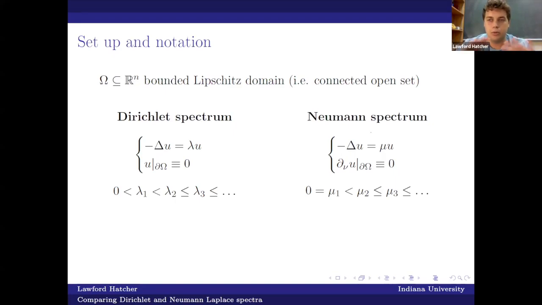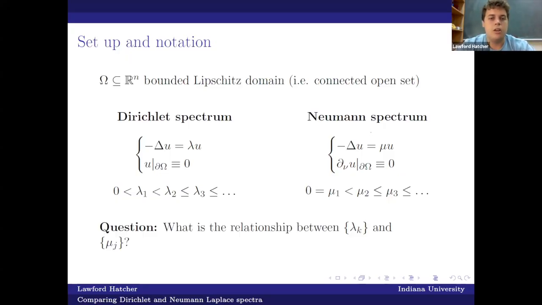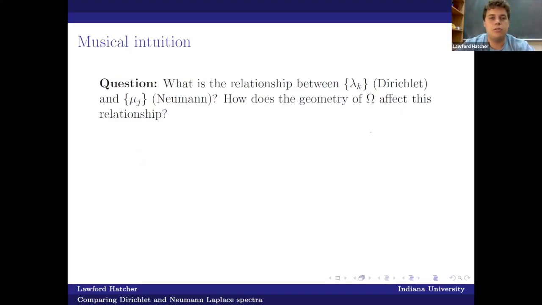Notationally, I want everybody to make note that I'm going to be using lambdas for the Dirichlet eigenvalues and mu's for the Neumann eigenvalues. That's how they're going to be throughout the talk. And the general question I'm going to ask is, what is the relationship between the mu's and lambdas? And moreover, how does the geometry of the underlying domain affect this relationship? So let's build some intuition for this question.